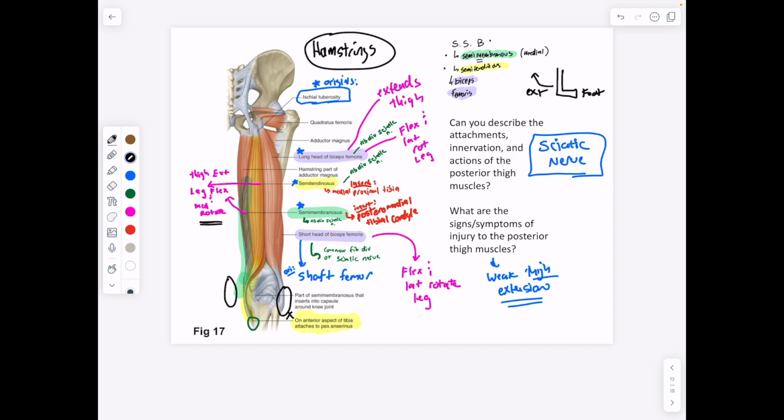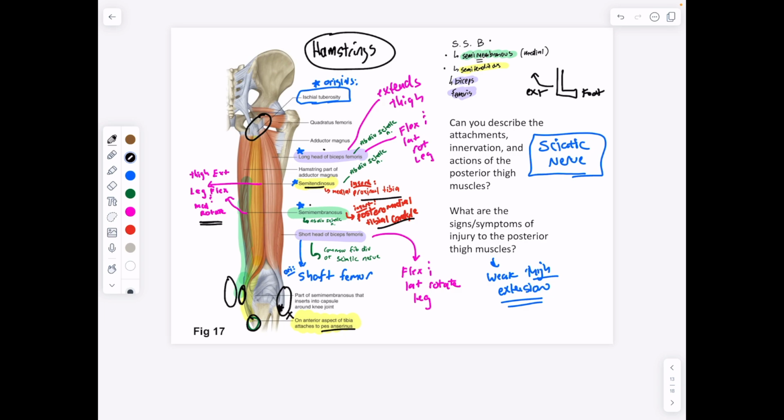All right, and then in terms of origins, we can see that the long head of the biceps, the semitendinosus, and semimembranosus all are attached for their origin at the ischial tuberosity, and then their insertions are a little bit different. So semitendinosus is on the medial proximal tibia, right? So pes anserinus. And then the semimembranosus is on the posterior medial tibial condyle, which is going to be right here. Okay. Then we have the biceps femoris. It's going to be attaching down here on the fibula, and the short head is going to do the same thing.